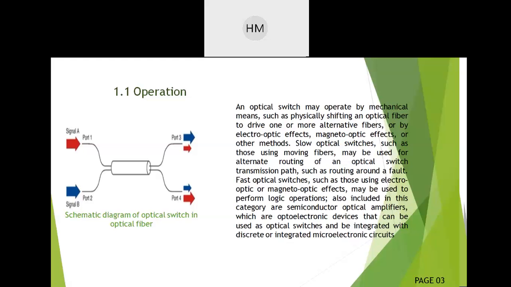So, students, this is a simple switch which can be operated in 2-3 modes. Mechanical means by physically shifting. Okay? Then we are having electro-optic or magneto-optic effects, which are used for switching purpose, for routing the signal from one end to another end. Okay? Fast optical switching are these electro-optic or magneto-optic switching. Okay? And generally we are using this kind of switching only, which are constituted by using semiconductor material.